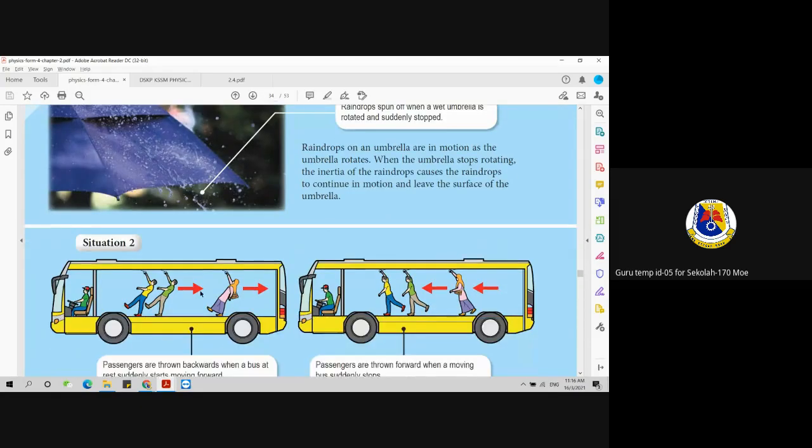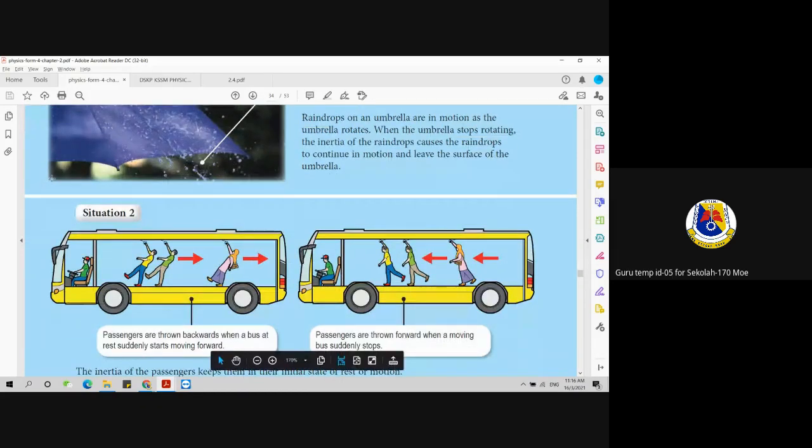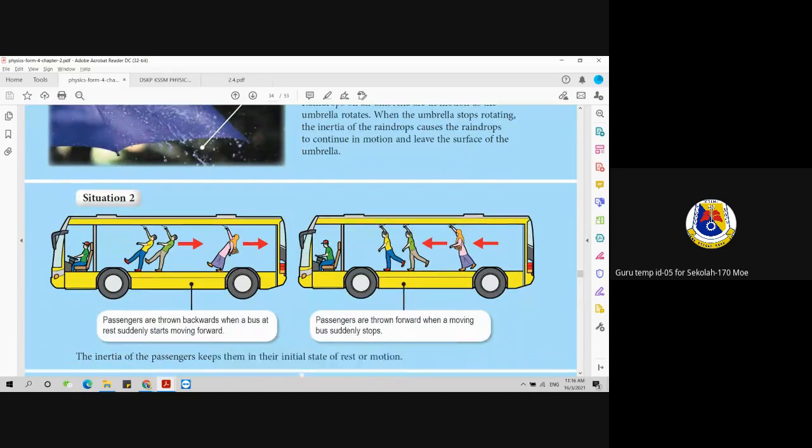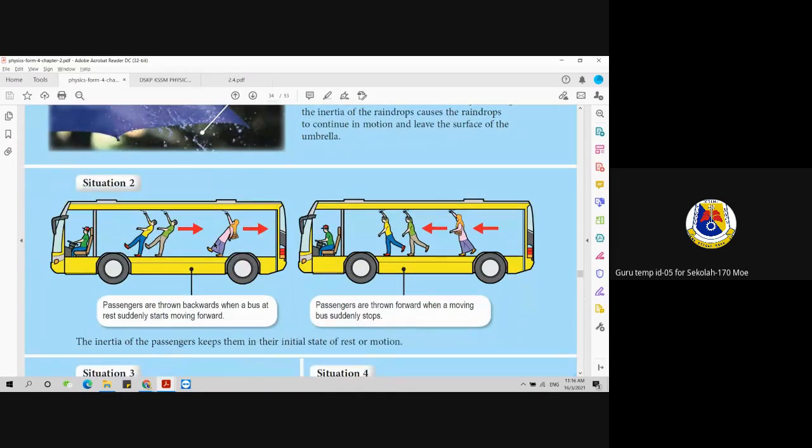So next is the bus. Actually, it's not only the bus, maybe in the LRT also. When you enter the LRT and it suddenly moves, you will move backward because your body stays in the state of rest. And then after the bus moves at uniform velocity, it stops immediately when it sees a child wanting to pass through the road.